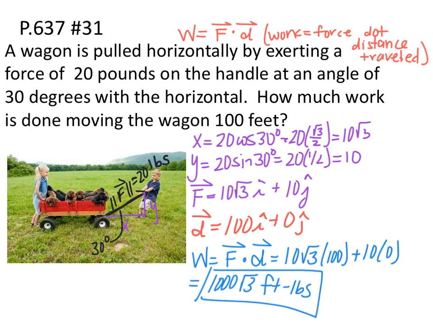So dot product: 10 root 3 times 100 plus 10 times 0, you end up with 1,000 root 3. You multiplied feet by pounds, so the unit on work is foot-pounds. So the work done on this wagon to make it travel 100 feet is 1,000 root 3 foot-pounds. So remember, whenever you're doing a dot product, you're going to end up with just a number, not a vector, and it's always multiply the x components together plus multiply the y components together.